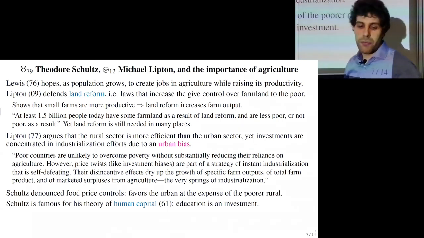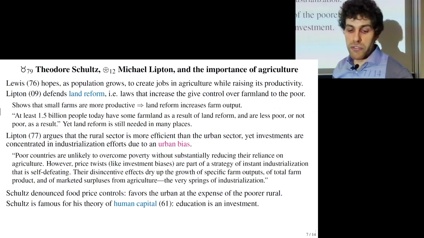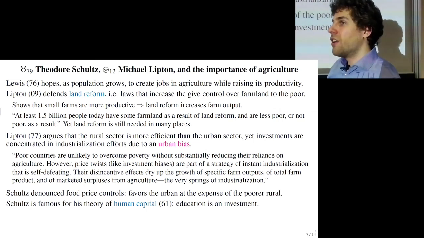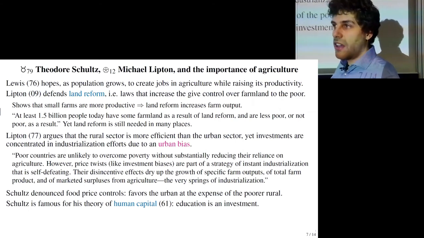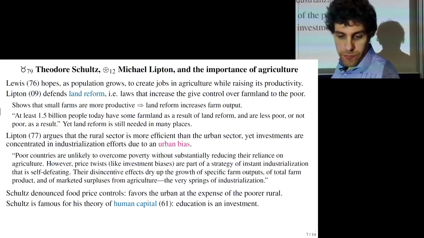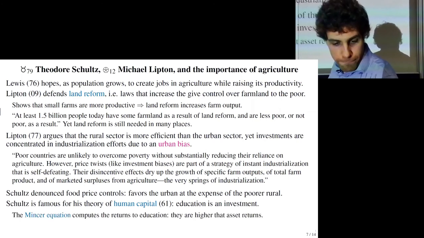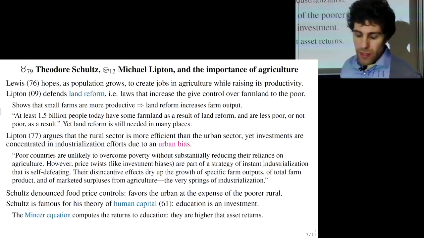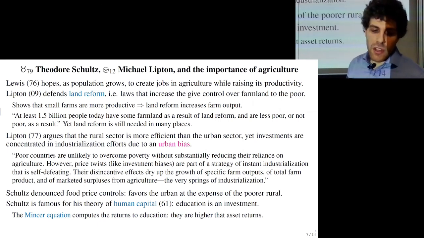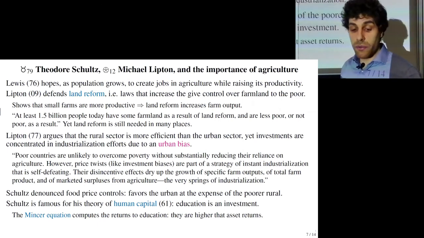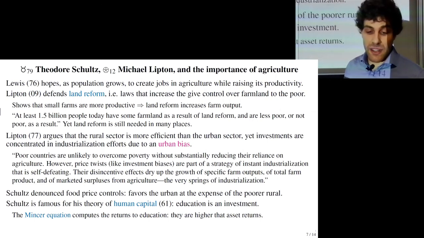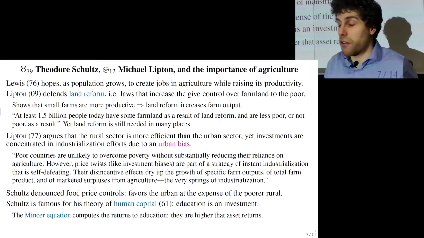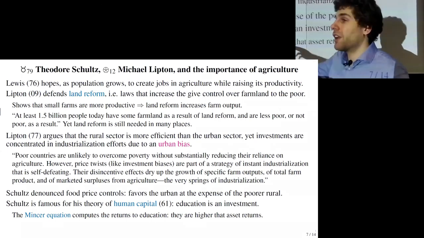Schultz is also famous for something else, for the theory of human capital. He's the one who came up with the idea that education should be counted as an investment and not as a spending. And then he and others developed ways to compute the returns to education, which is seen as an investment in an asset like any other asset. It is called the Mincer equation.